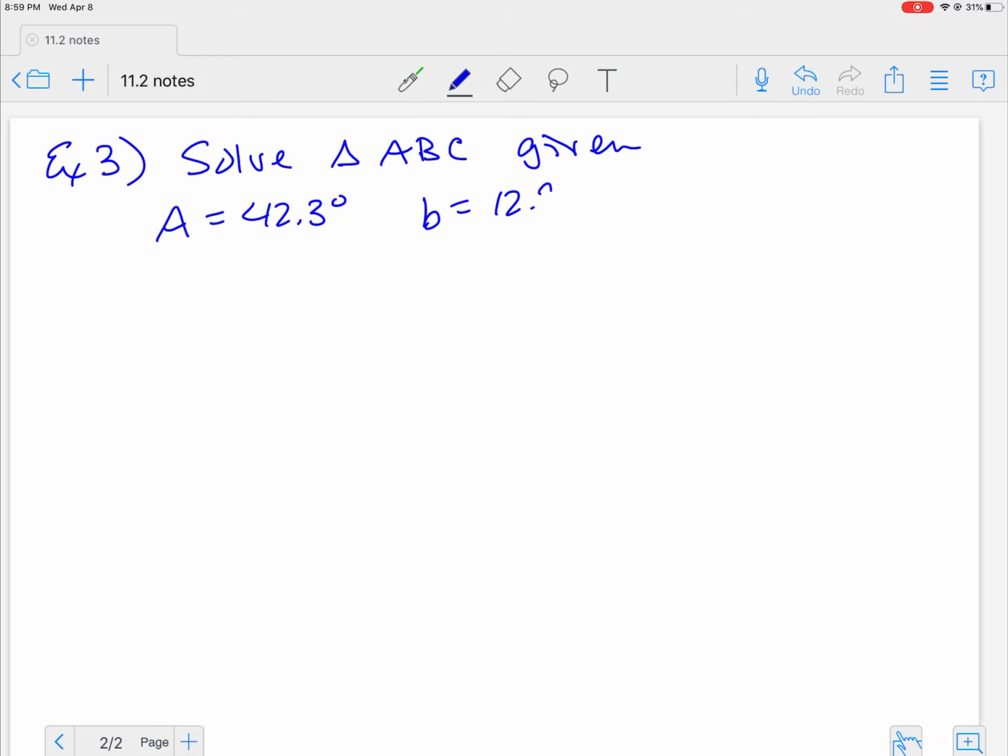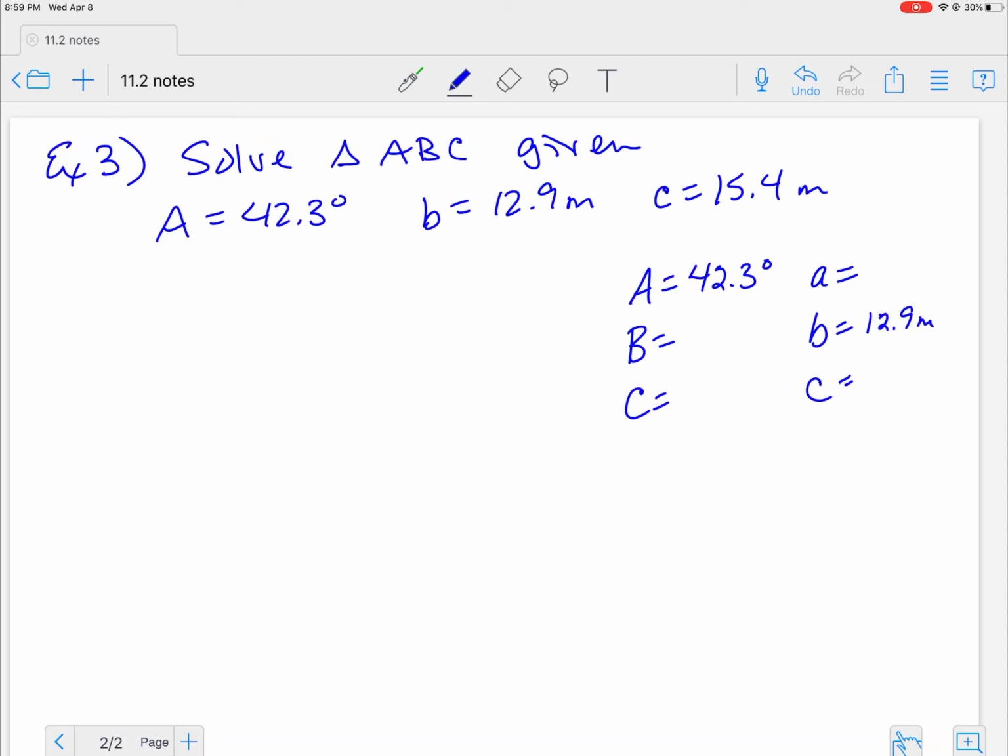All right, I got a couple more examples I want to go through here with you. So let's do this one. We're going to solve this triangle ABC given this piece of information. Angle A is 42.3 degrees, side B is 12.9, and side C is 15.4 meters. So that's the whole point here, right? I'm solving this triangle. So write out what we know.